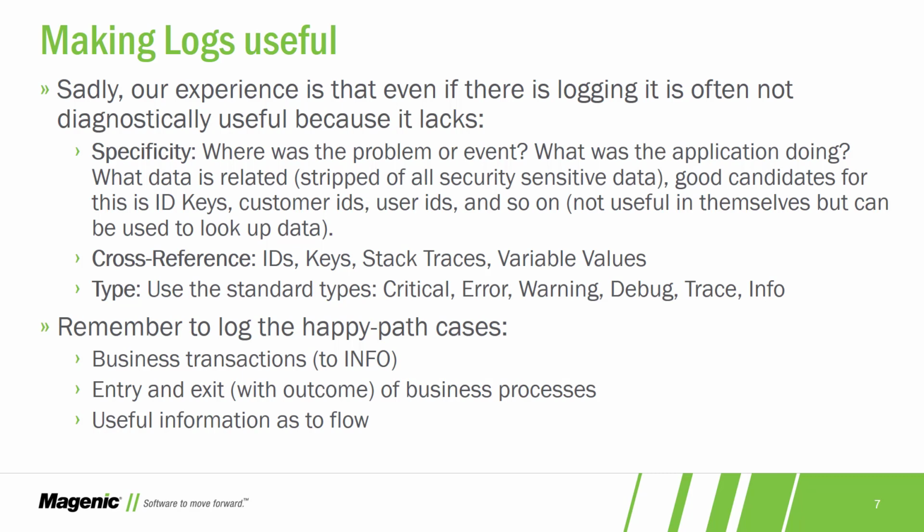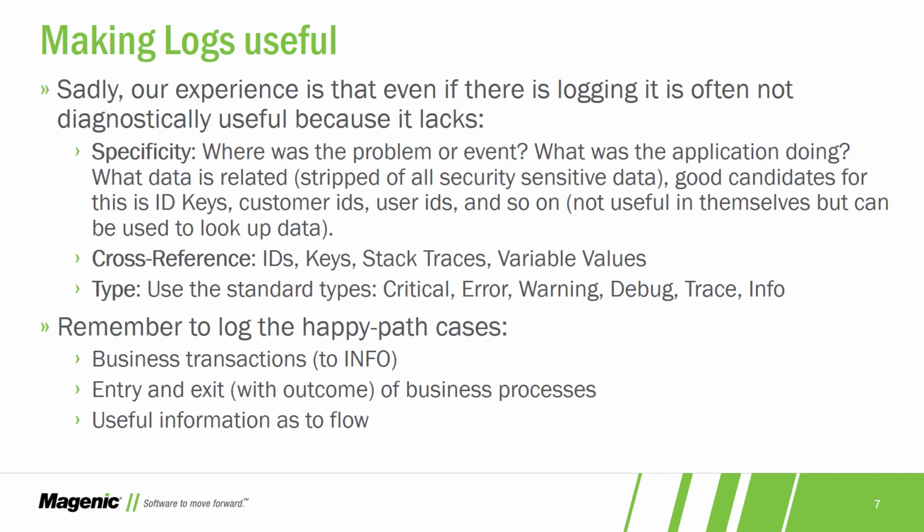Specificity. Where did it happen? What was the application doing? What data is related to what it was doing when it went wrong, or conversely, when it went right? And so we talk about being able to tie the activity of what the software was doing via cross-references, right? So IDs of rows or records, keys, transaction and correlation keys, and so on are all very valuable to make sure those things are getting emitted into the log. And in the case of exceptions, making sure that the stack trace accompanies the log. And don't forget the happy path.